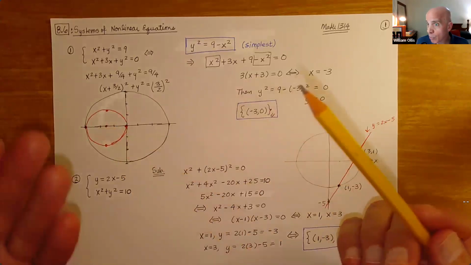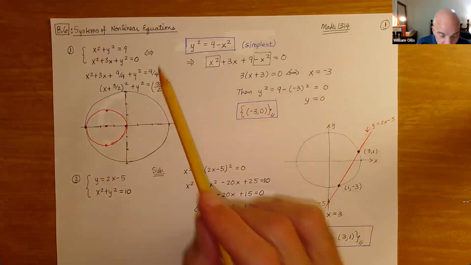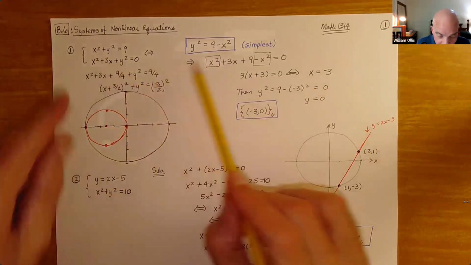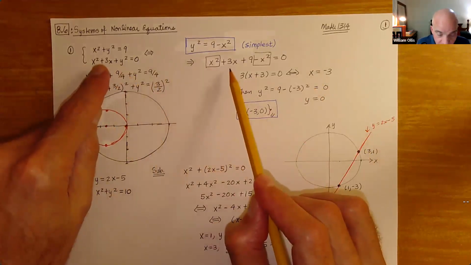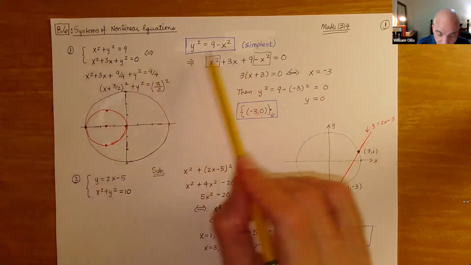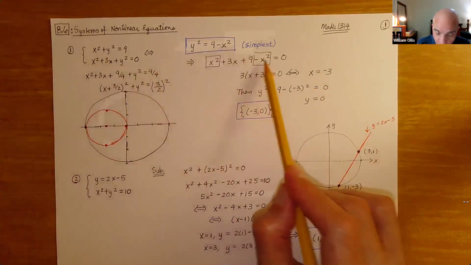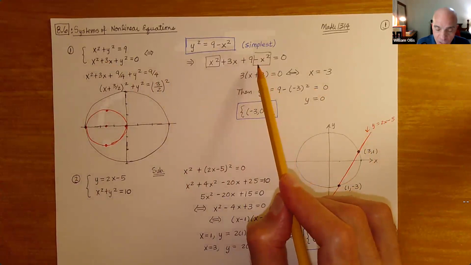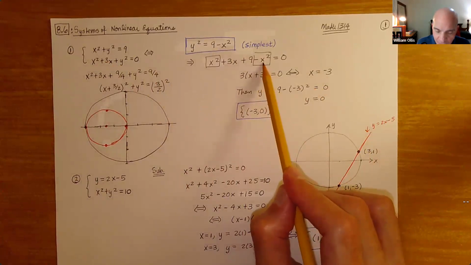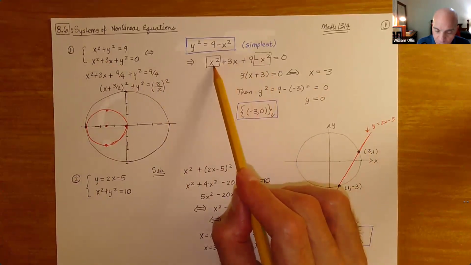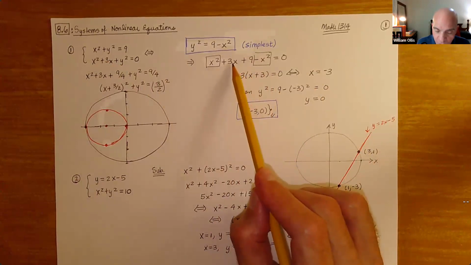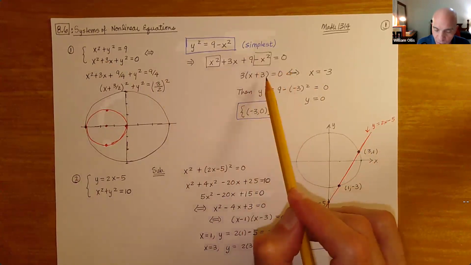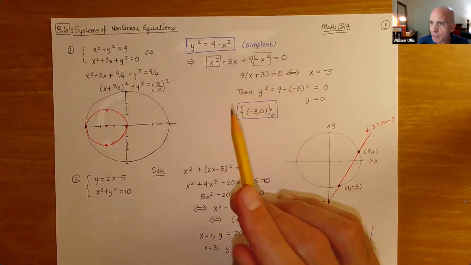Well, actually our only course of action. So now in the second equation, we have x squared plus 3x plus y squared, which is 9 minus x squared. So we substitute that. Now you can see that the negative x squared and the x squared absorb, and we're left with 3x plus 9 equals 0. Well, that couldn't be simpler.